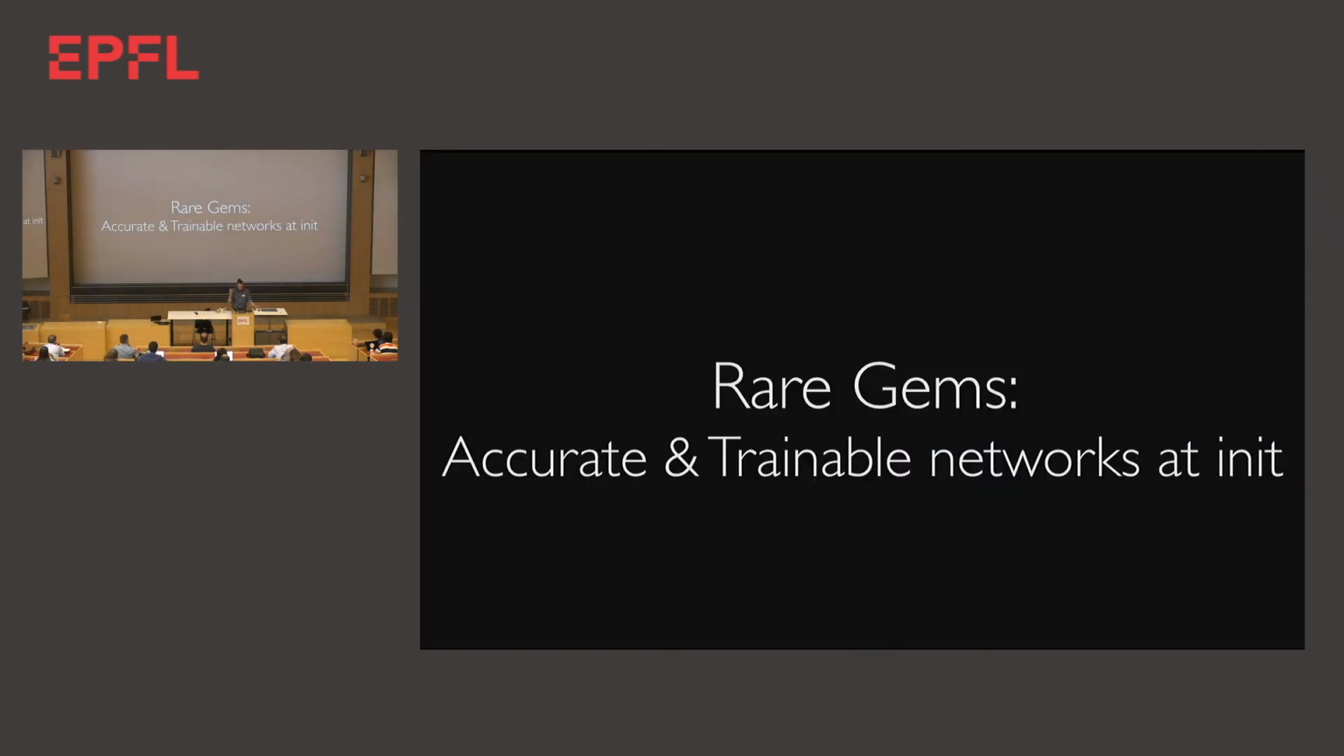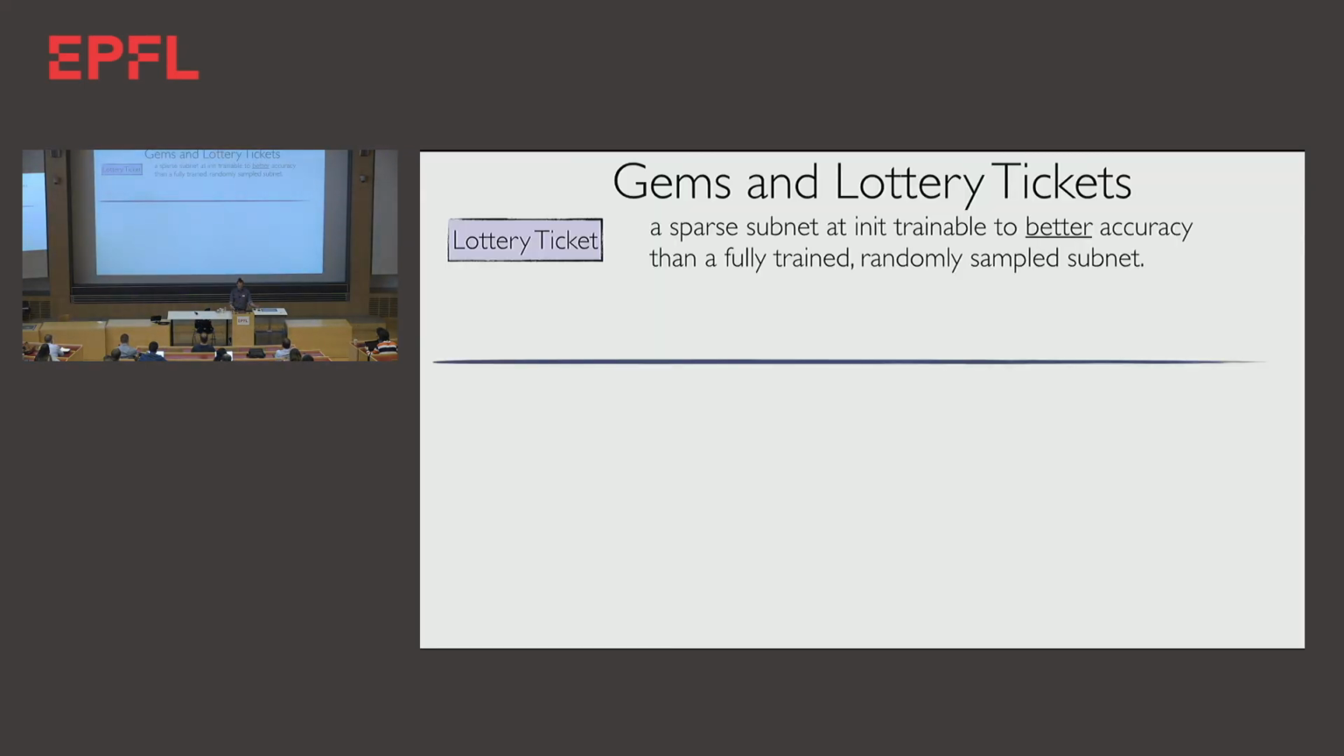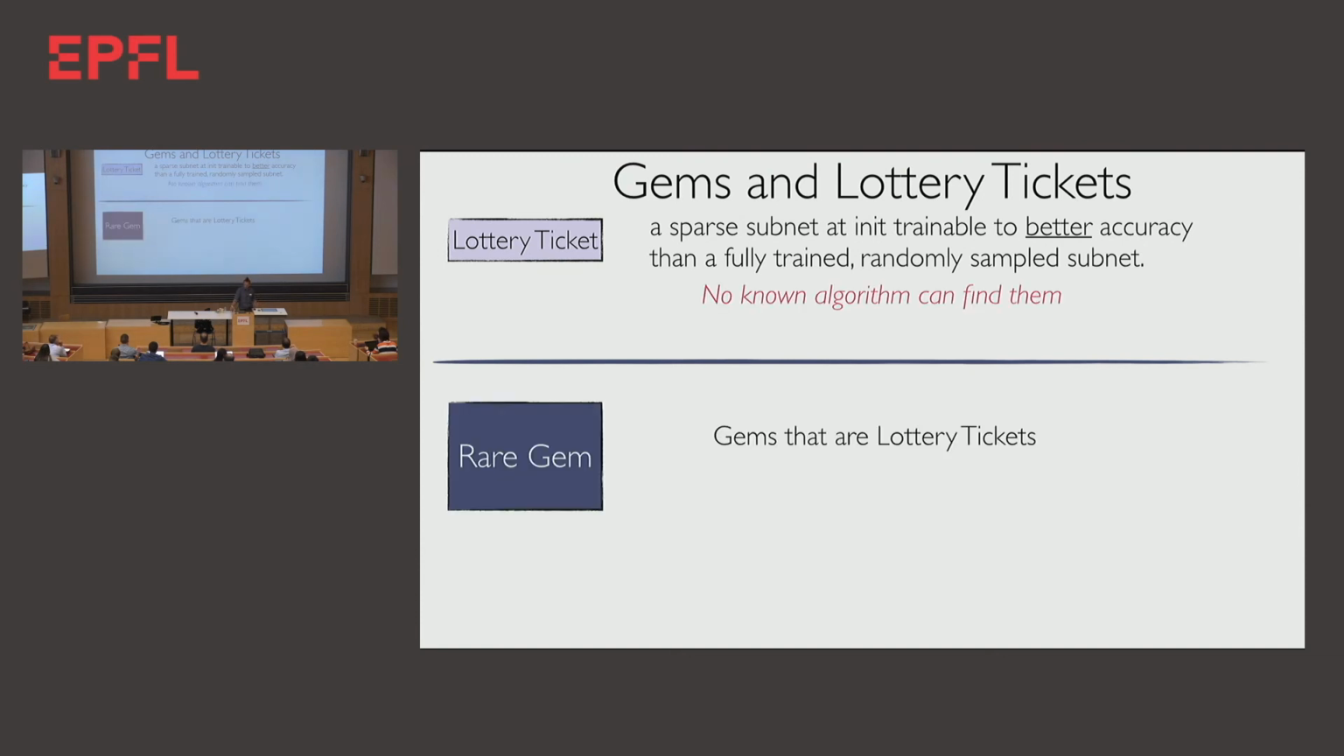So I want to close this talk by talking about something that is a little bit more than a lottery ticket. We call these things rare gems. Rare gems are accurate networks at initialization that are also lottery tickets, meaning you can fine-tune them to accuracy that's better than training a random network. Let's see the definition again: lottery tickets are sparse networks at initialization, trainable to better accuracy than training a random network. Rare gems are basically lottery tickets that are accurate at initialization as well, so they have an extra requirement. And these are things that our algorithm, J-Miner, finds.